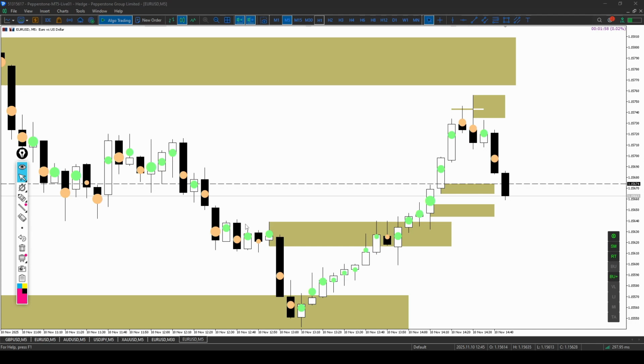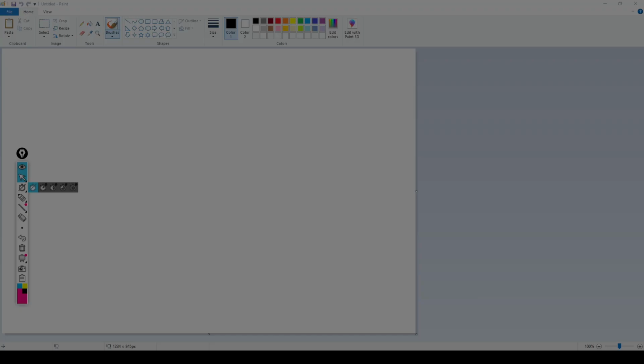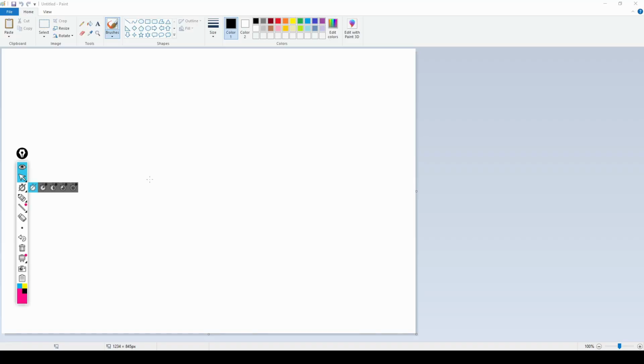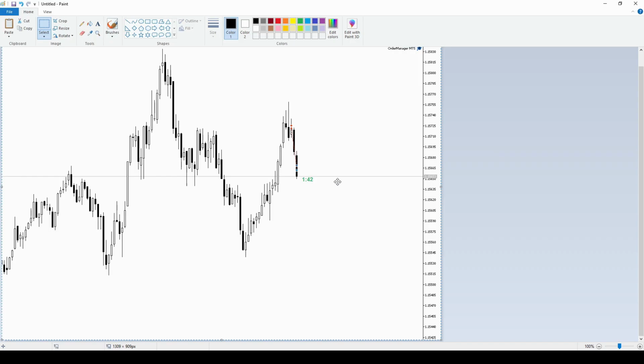Wait, guys. Before I show you, let me open another tab, so I will not lose my chart. So here is the trade. You can see my entry, and that's nice. You can simply see my entry and my TP.